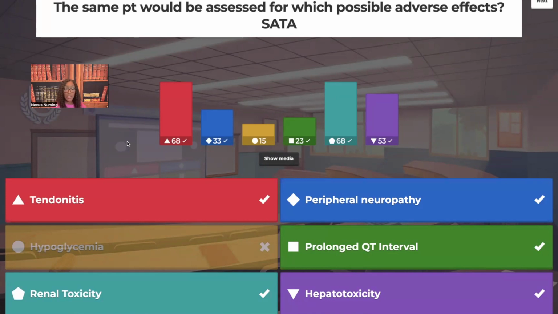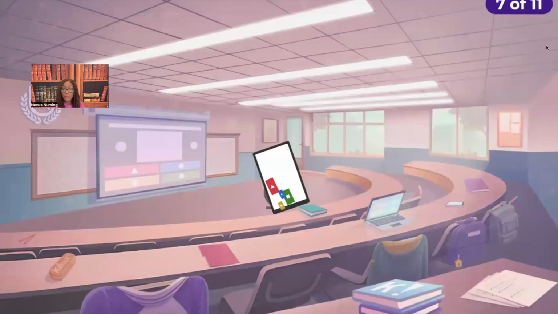Renal toxicity, you're going to be looking at that urine output, the GFR, the BUN and creatinine. And of course, hepatotoxicity, you're going to be looking at those liver enzymes, right? No on hypoglycemia. Hypoglycemia was the only one that's not an adverse effect, but all of the others are, and you do need to know that regarding fluoroquinolones.